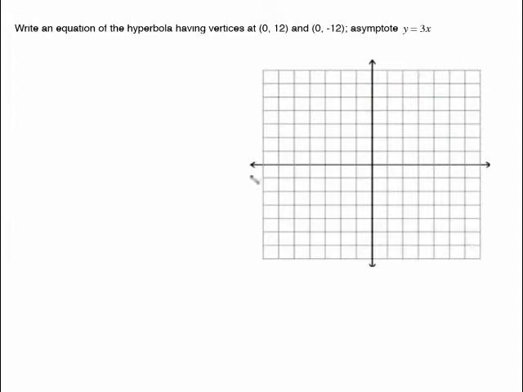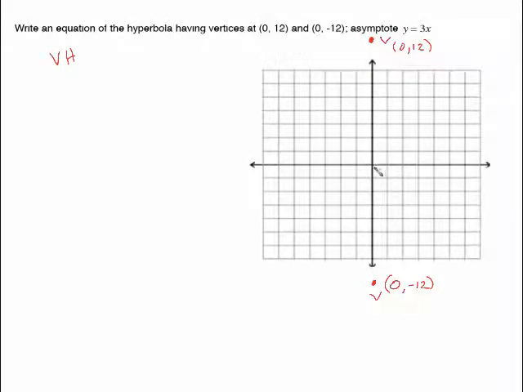Another set of information, we've got vertices at (0, 12) and (0, -12). Well, I don't have room on the graph to fit that in, so I'm just going to fake it up here. This is (0, 12), let's say, and another vertex down here at (0, -12). And we've got some information about the asymptote, but I won't worry about that just yet. The fact that my vertices are on the vertical axis, that tells me that this again is a vertical hyperbola.